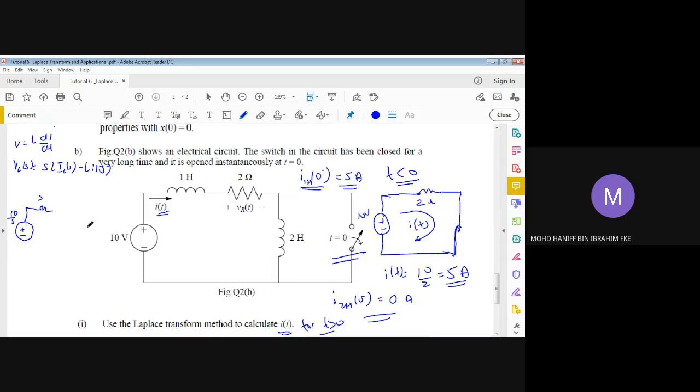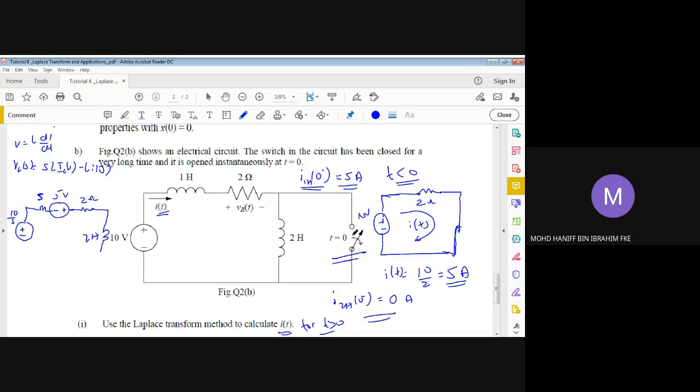Remember that we have the initial current just now for the 1 Henry, which is 5 ampere. So we're going to have one voltage source in series, and the value is 5 times 1 from this relationship, which is 5 volt. Then we have a 2 ohm resistor, and this one is S, not 5, S. Then we have the 2 Henry inductor here.